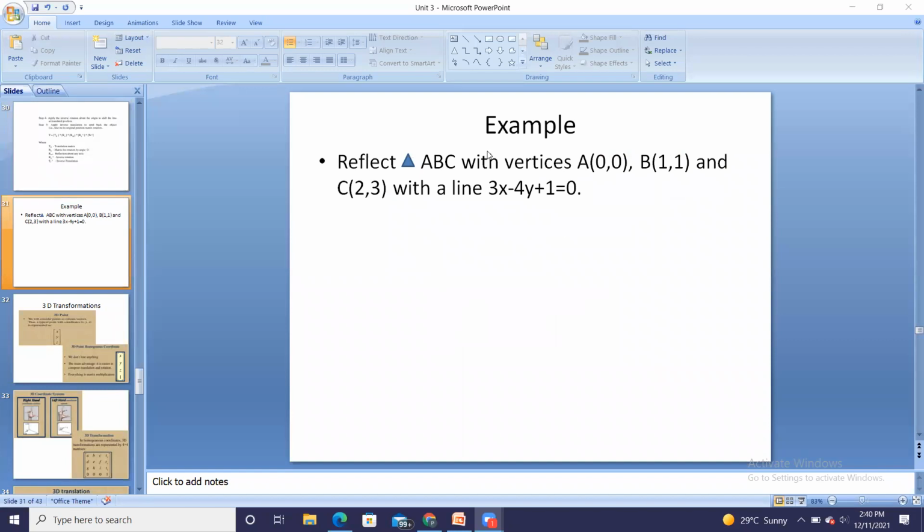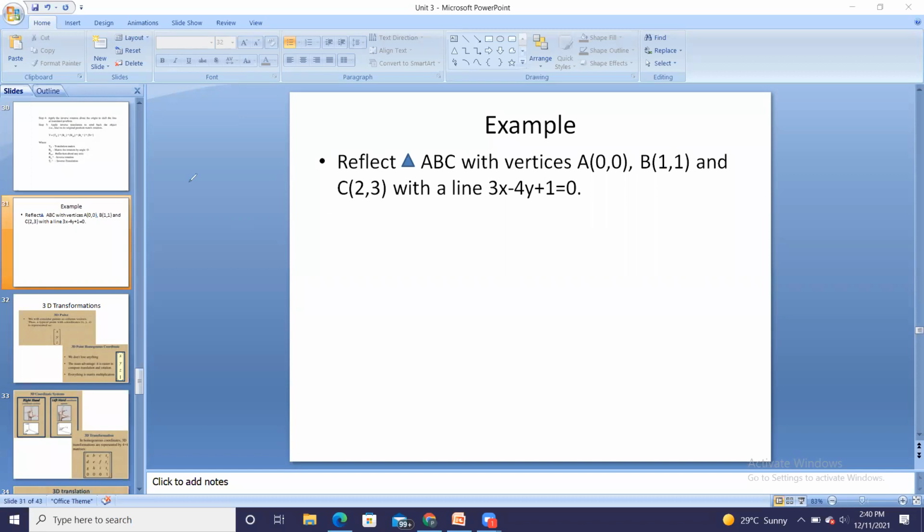Okay, so now this is the example. The example given is: we have to reflect a triangle ABC with vertices A(0,0), B(1,1), and C(2,3) about the line 3x minus 4y plus 1 equal to 0. So we have this expression of the line, and with this line you have to reflect this triangle ABC.